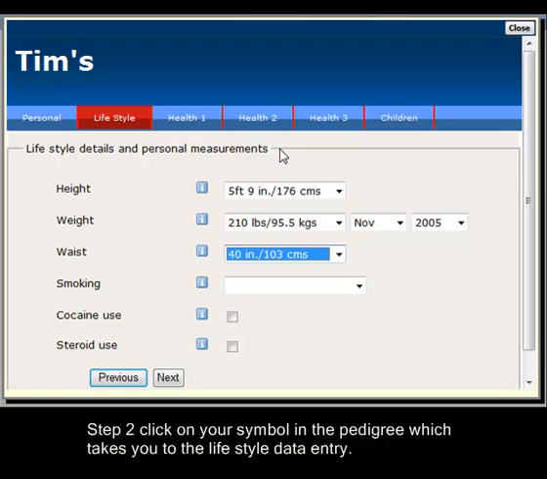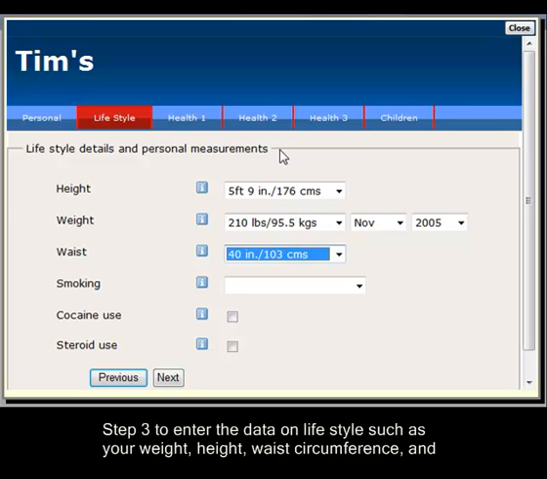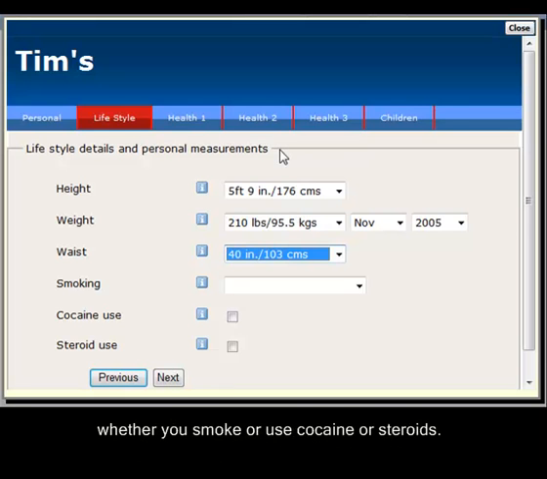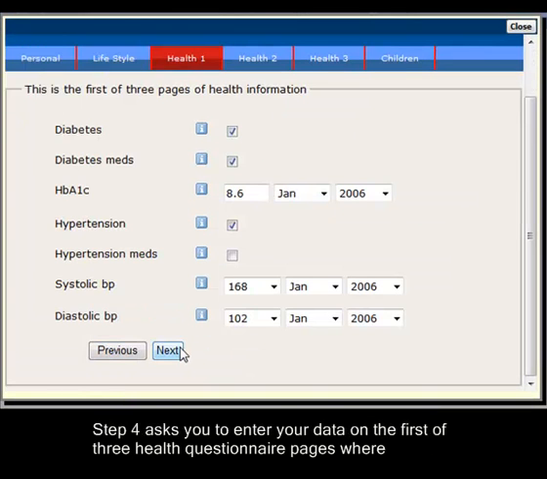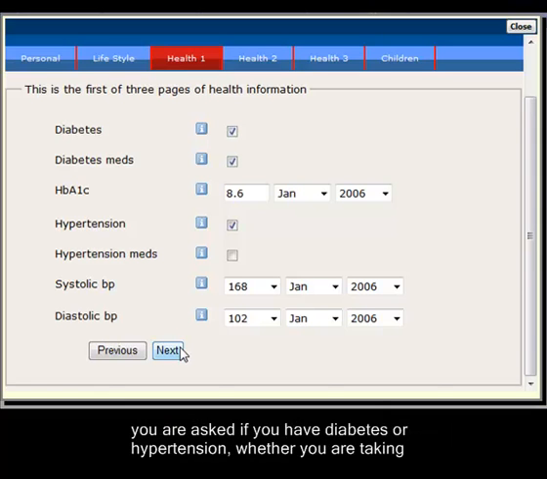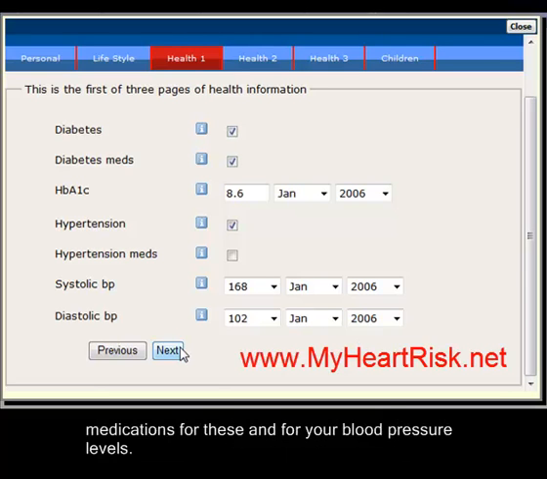entry page. Step 3 asks you to enter the data on the lifestyle data entry page, such as your weight, height, waist circumference, and whether you smoke or use cocaine or steroids. Step 4 asks you to enter your data on the first of 3 health questionnaire pages, where you are asked if you have diabetes, hypertension, and whether you are taking medications.